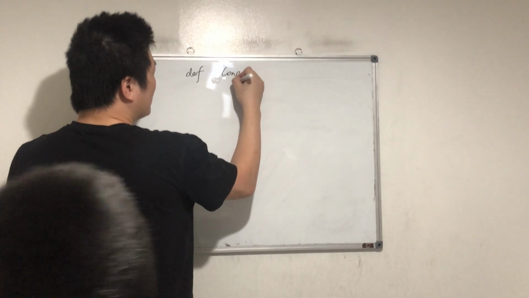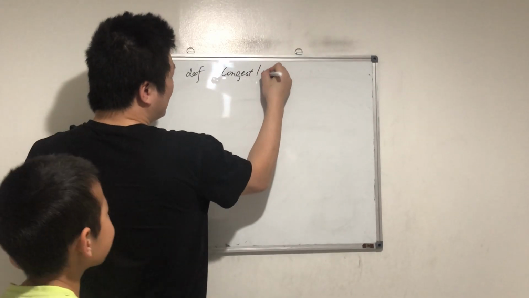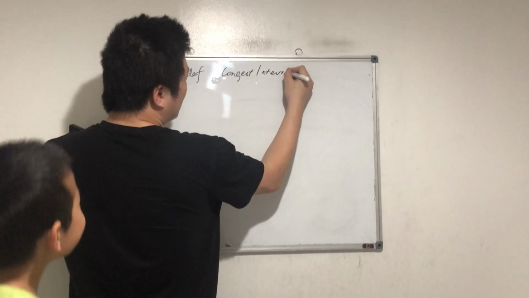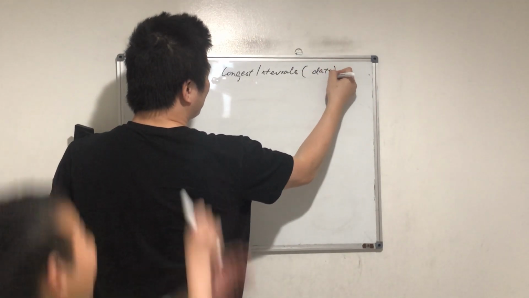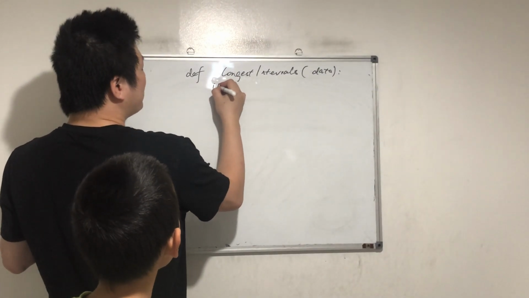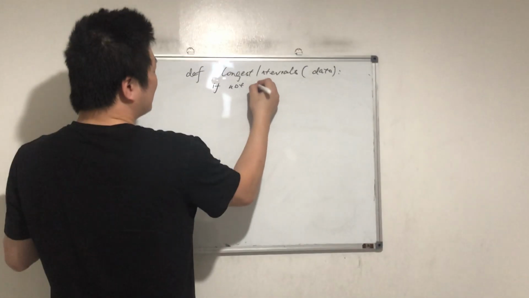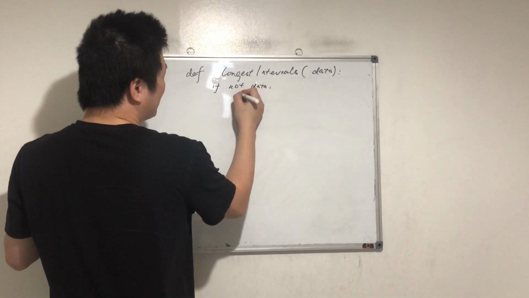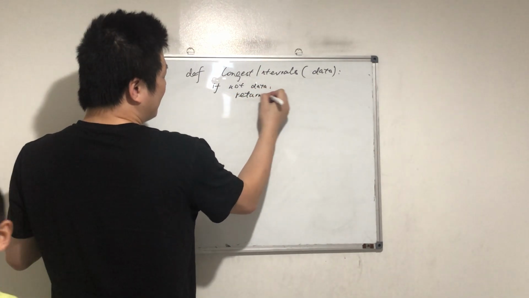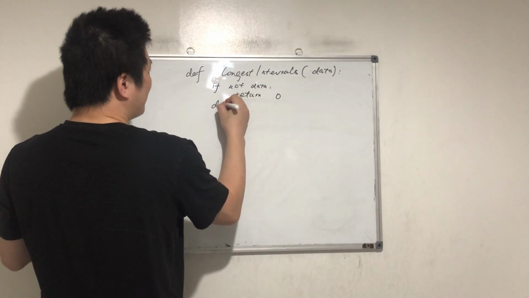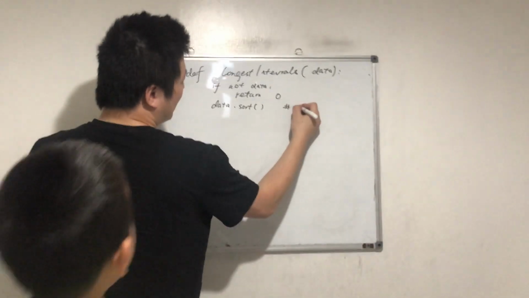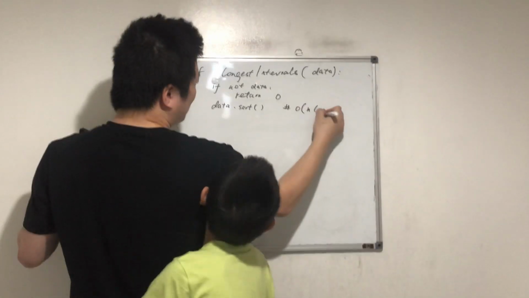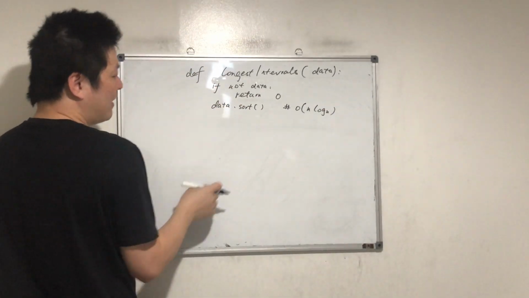Define longest interval, with the parameter, let's say, data. Okay, if we are not given any data, what should we return? Return 0. Well done. And then data.sort, right? What's the complexity of data.sort? It is O(n log n), where n is the length of the data.